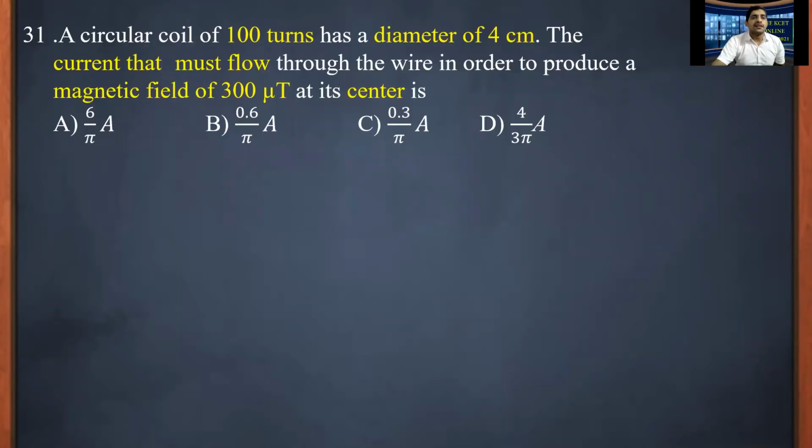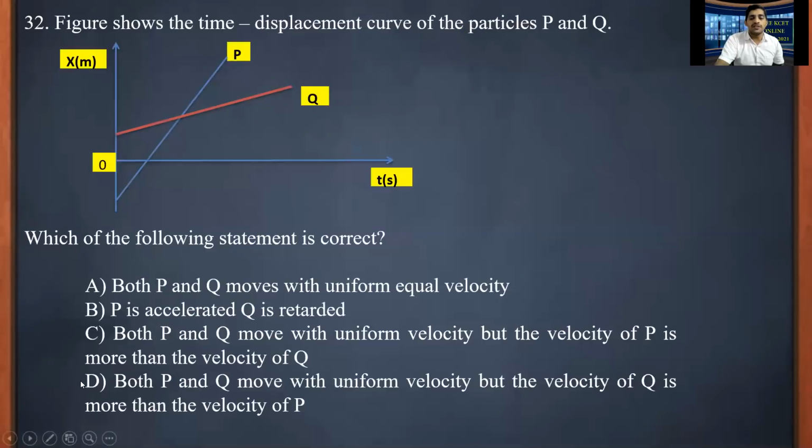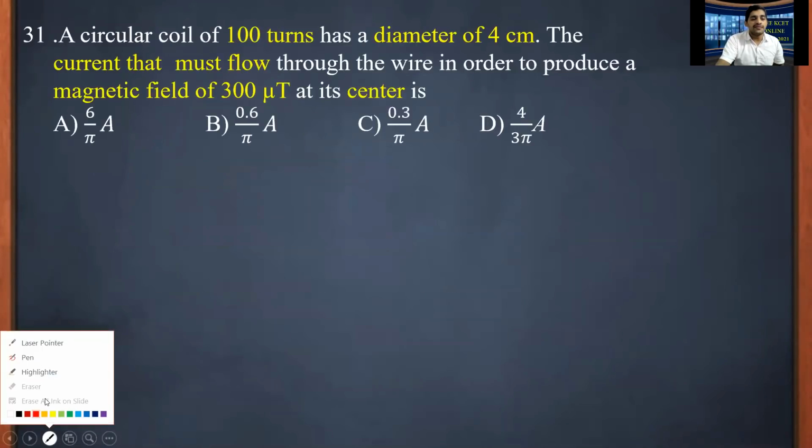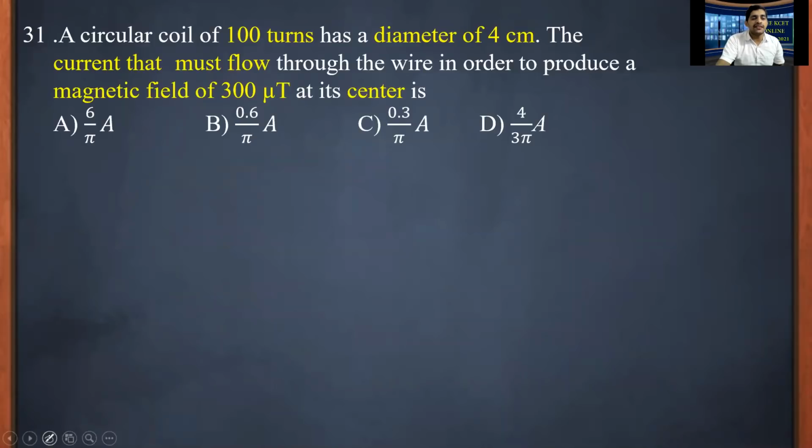31st question. A circular coil of 100 turns has a diameter of 4 centimeter. The current that must flow through the wire in order to produce a magnetic field of 300 microtesla at its center. So there is a coil. In that coil, the current is flowing and it produces the magnetic field. And what is the magnetic field at the center? Magnetic field at the center is 300 microtesla.